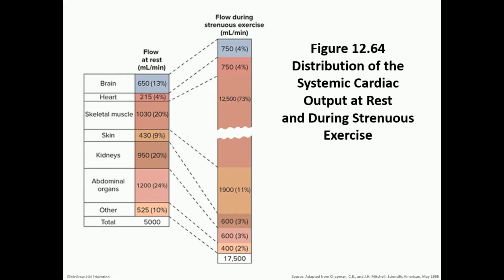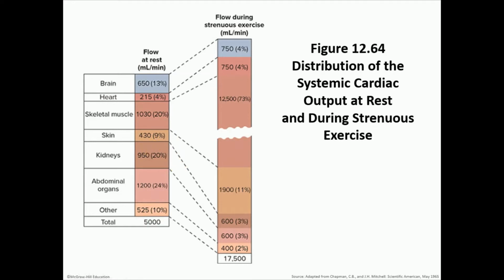This is the distribution of the cardiac output to the different organs at different times. So on average, we have about 5 liters of blood. And this is the distribution of those 5 liters at rest. So you'll see that a good portion of it, about a quarter of it, goes to the abdominal organs, and about 20% would be for the kidneys.